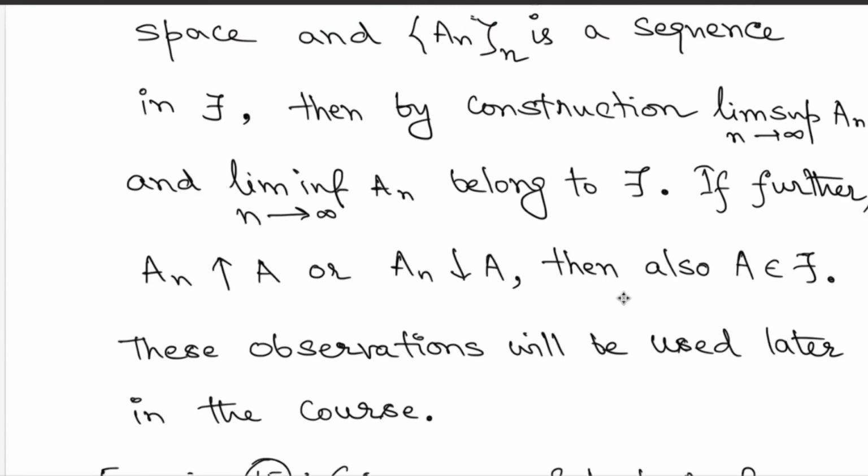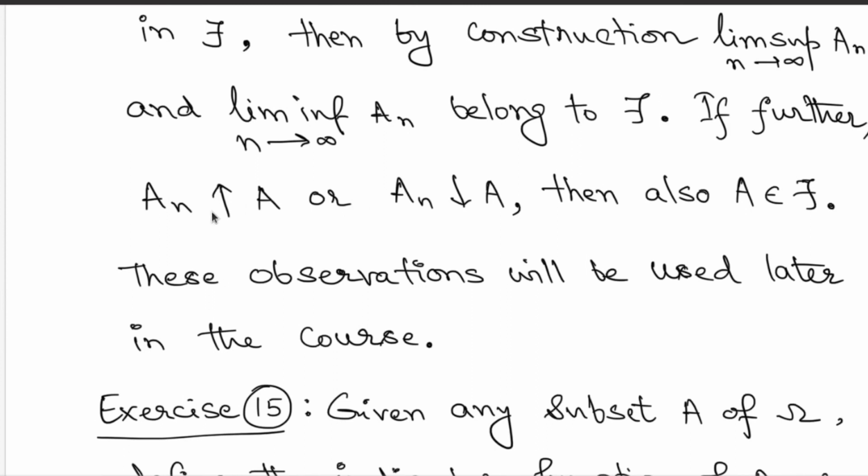Further, if you have additional information, like the A_n's increase or the A_n's decrease, then of course this common value of the limit inferior or limit superior, let's call that A again, will also belong to the sigma field. We will use this later on, but this is an important observation: take any sequence of sets coming from a sigma field, then their limit inferior or limit superior are certain sets involving countable unions and countable intersections. That's how they are defined, and they will belong to the sigma field.